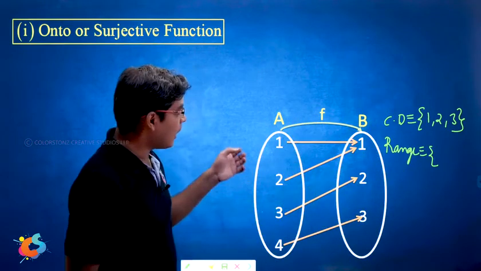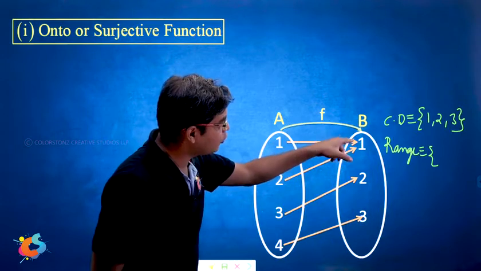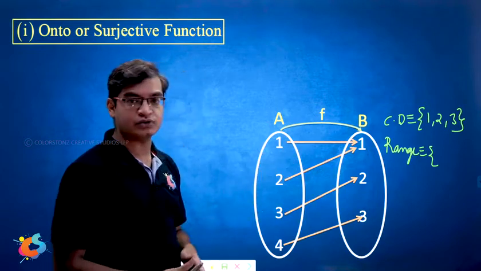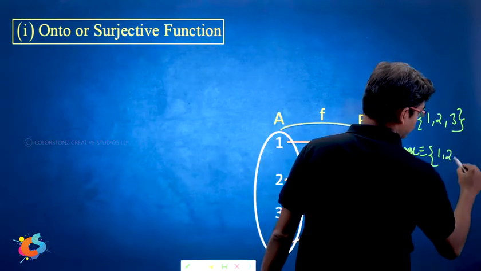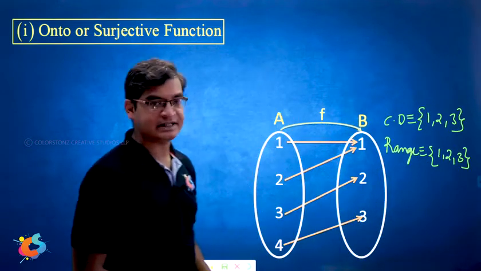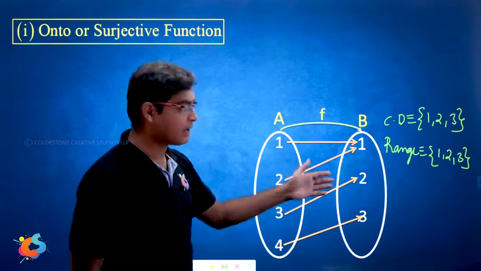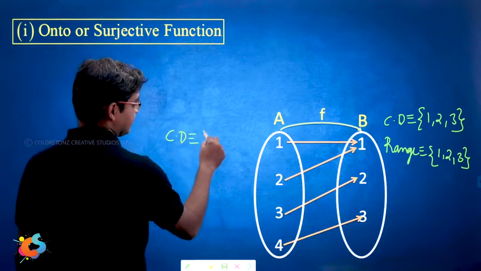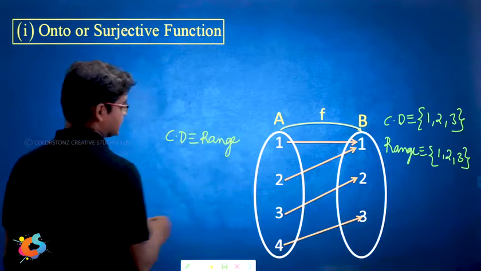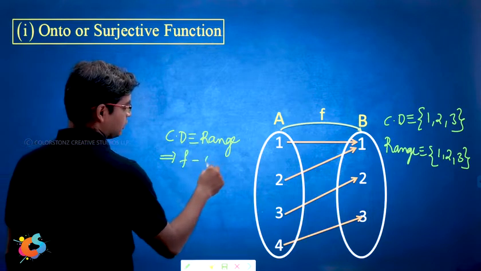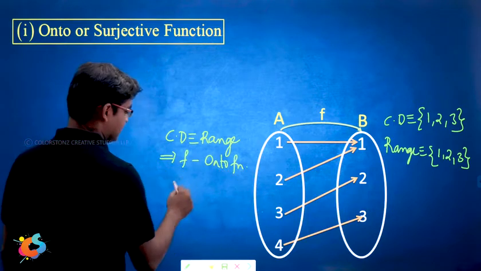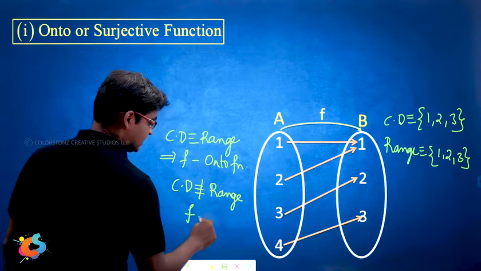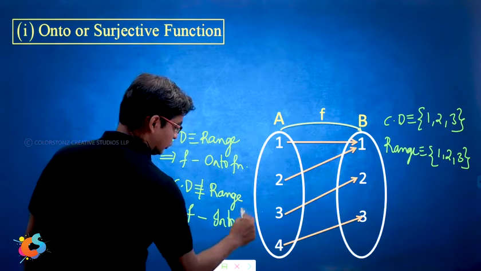Output values means what? Output values means those values of the codomain onto which arrows are there, right? They are outputs of some x values. So therefore, here the output values are 1, 2 and 3 because on all of these elements, arrows are landing. If codomain is equal to range in that function, if these two are the same sets, then F is called onto function. And if codomain set is not the same as range set, then the function is called, there is a specific name to it, into function.